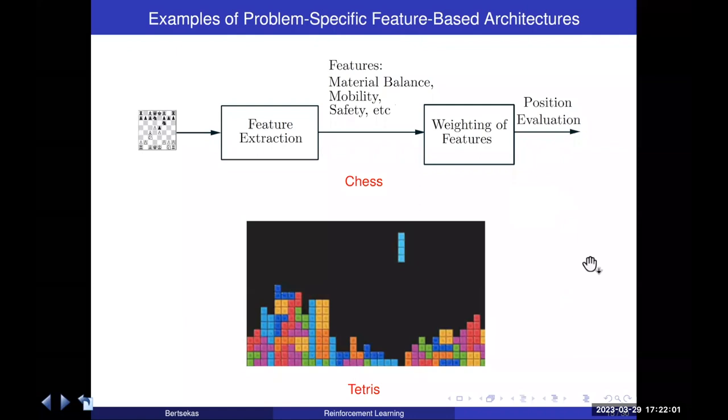Okay, are there any questions so far? Okay, here's another paradigm, Tetris. Yes, you have a question.